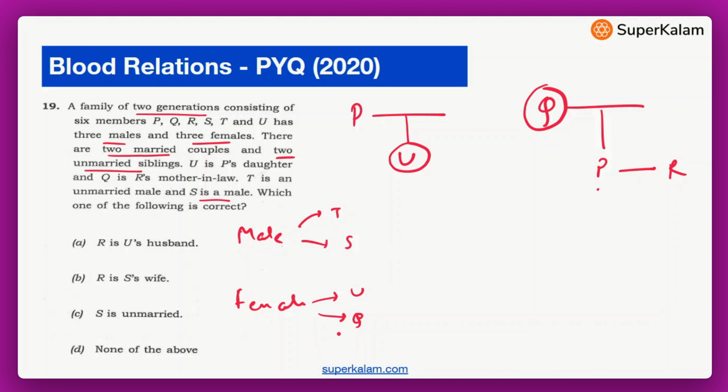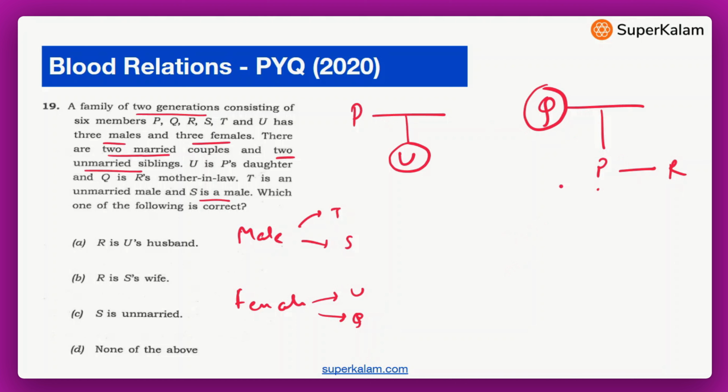Now there are two married couples, and two unmarried siblings. There is a possibility that P can be married to Q or P can be married to R. There are only these two possibilities, because there are only two married couples. But if P is married to R, we will run into a problem.